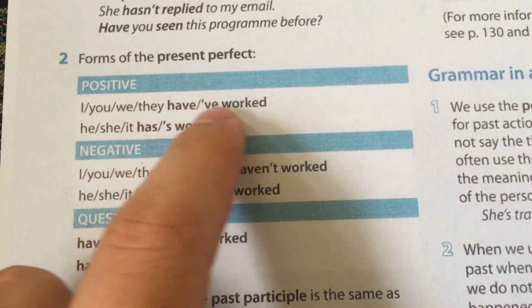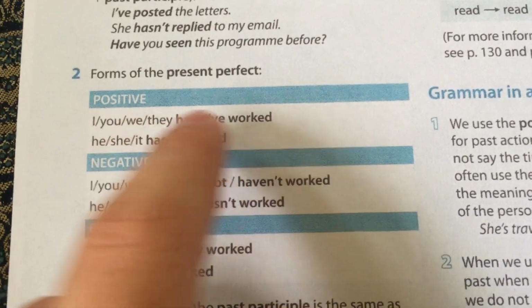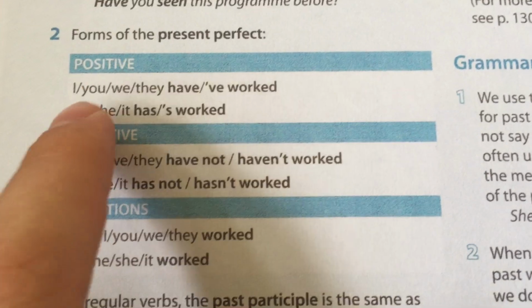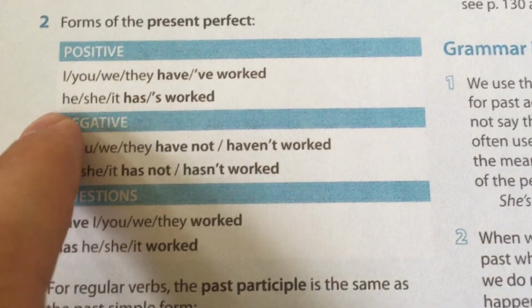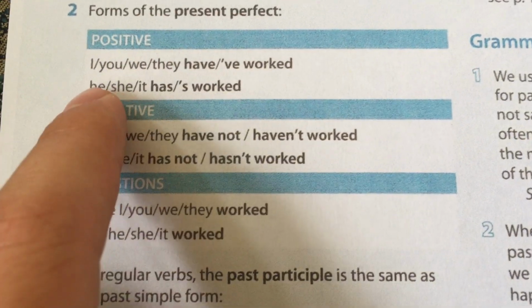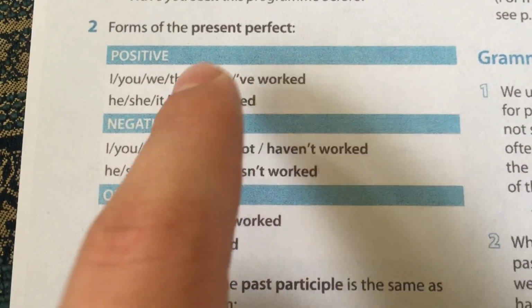So I have worked, you have worked, we have worked. So what do we see here? We need this have and we need this ed form. He has worked, she has worked. So for he, she, it, we need has.